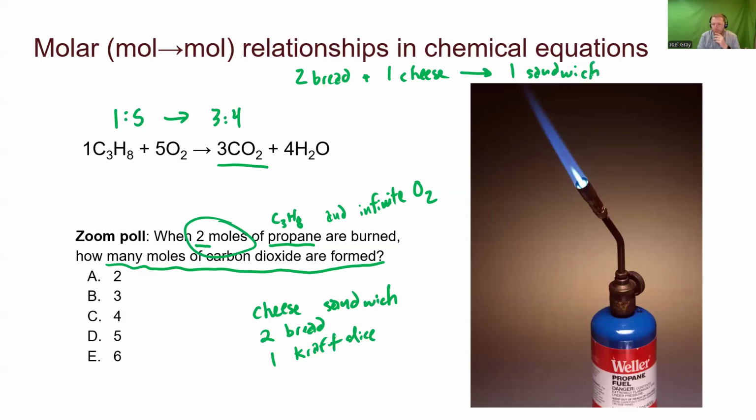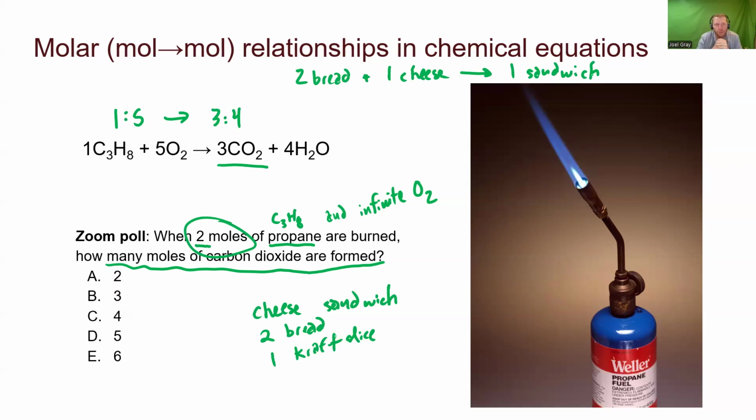Yeah, absolutely. It's 0. Your two reactants in this equation are 2 slices of bread and 1 slice of cheese. You'll make 1 sandwich from that. What if you have 4 slices of bread and 0 slices of cheese? How many sandwiches are you going to make? What if you have 4 slices of cheese and 0 slices of bread? How many sandwiches are you going to make?